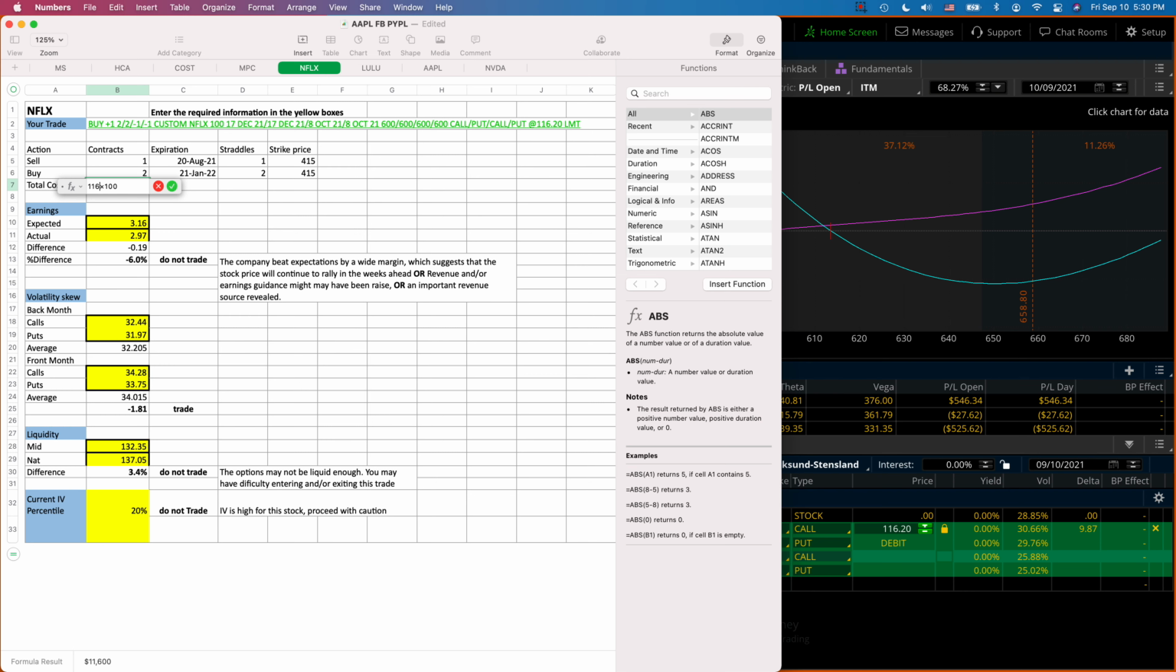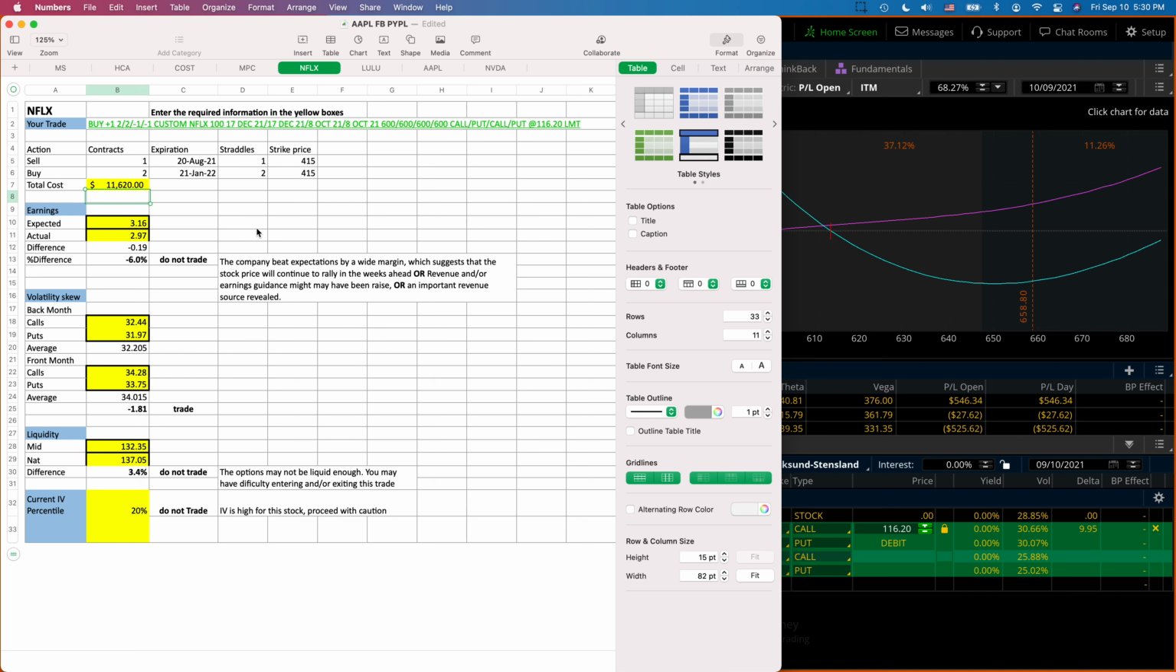I'm ruling it out already. I'm not going to spend any more than 10% of my account, and our account is around $87,000 right now. But just for the exercise, let's go to the options here.